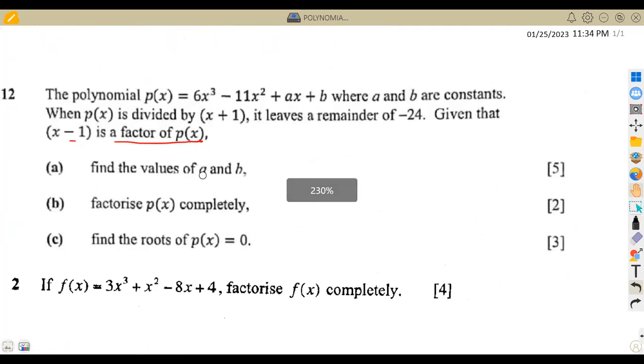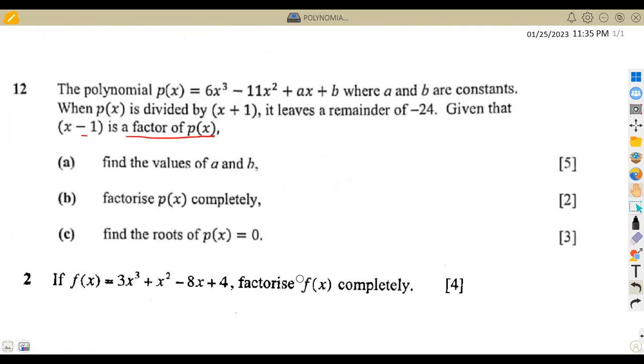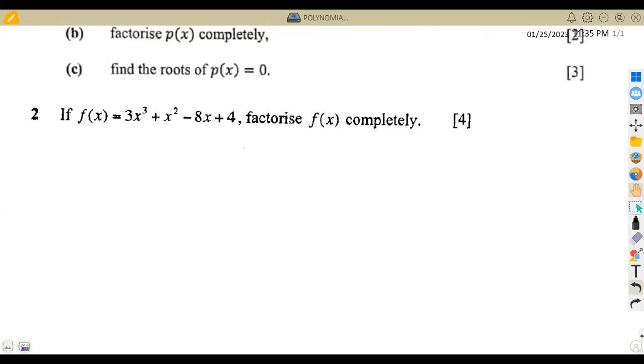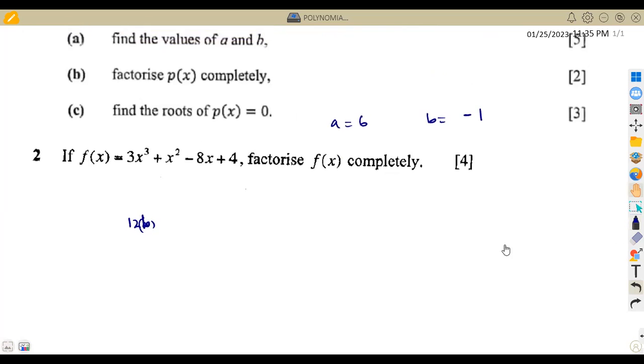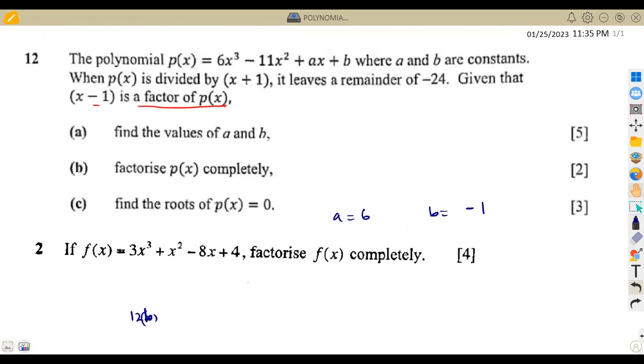And we are now given to factorize P(x) completely, the function of P that we are given. Take note here that we have got the value of a and the value of b. Okay, so I'm just going to work it down. This is 12b. The other one was 12a. Now we are on 12b. So taking the values of a and b, the ones that we got, remember, we got that a was equivalent to 6 and b was equivalent to -1. So you can just substitute into this so that we can factorize completely.